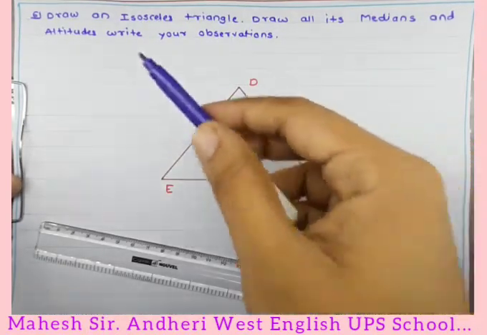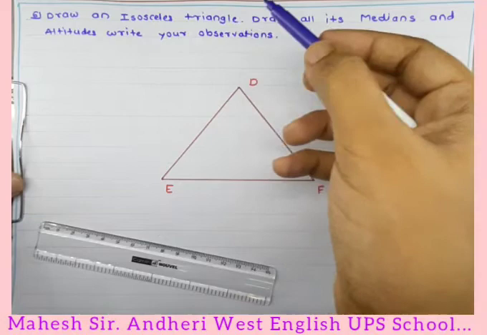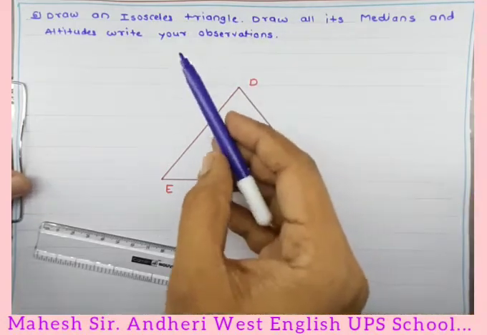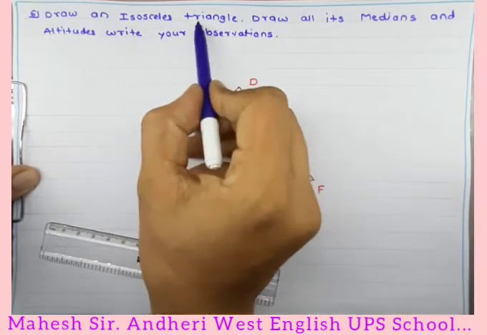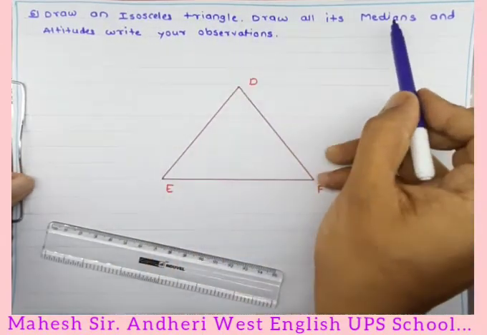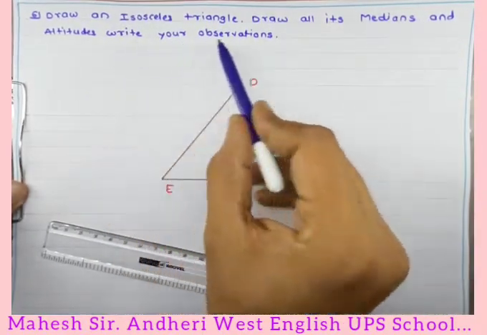Today we will solve the remaining two questions of practice set 4.1. This is the sixth question. Draw an isosceles triangle. Draw all its medians and altitudes and write your observation.